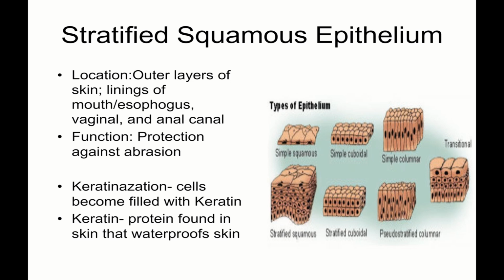We also see stratified squamous epithelium in the epidermis, but the unique thing about the epidermis is that it goes through a process called keratinization, and keratinization is where the cells become packed with keratin, and it waterproofs the skin. That's the purpose of keratin, it's a protein to waterproof skin, and it is really beneficial for protection.